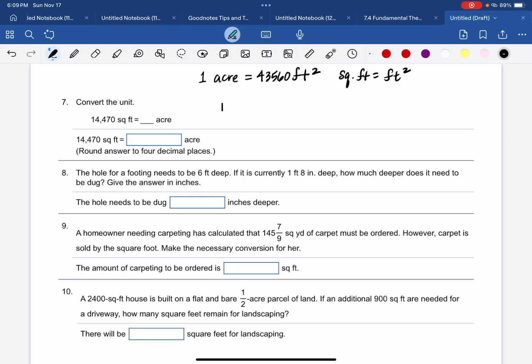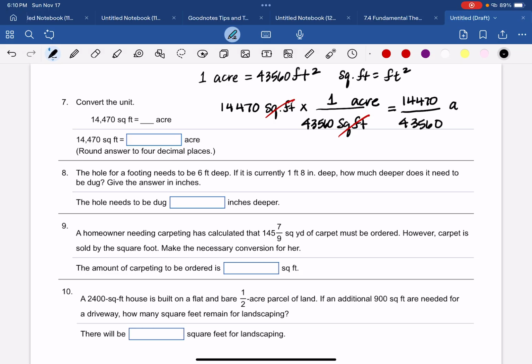So we're going to take our original, copy it down, put our units. We're going to multiply by that something with square feet in the bottom and acres in the top. And then we fill in 1 acre is 43,560. Now this time, square feet cancel out, but look, the 43,560 is in the denominator. So it's 14,470 over 43,560 acres. Now they ask for a decimal, so we just take our calculator and we divide.